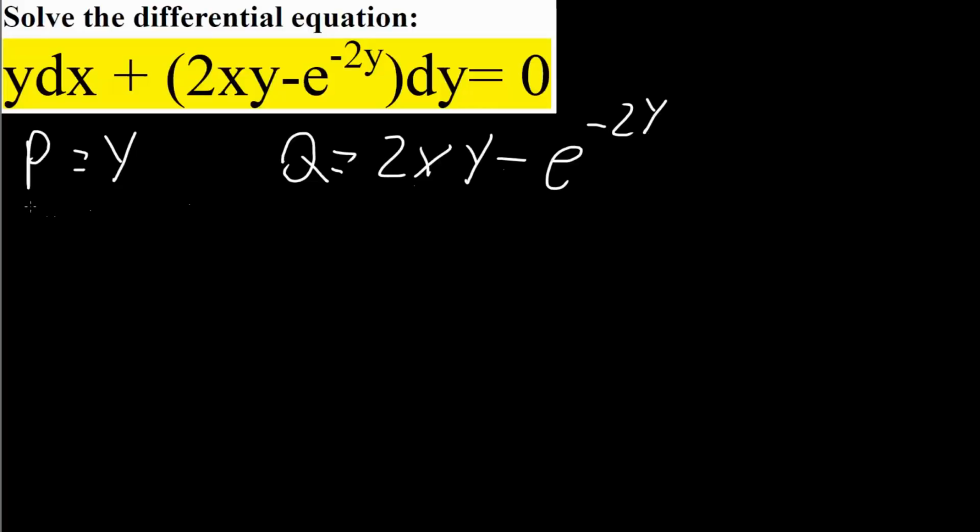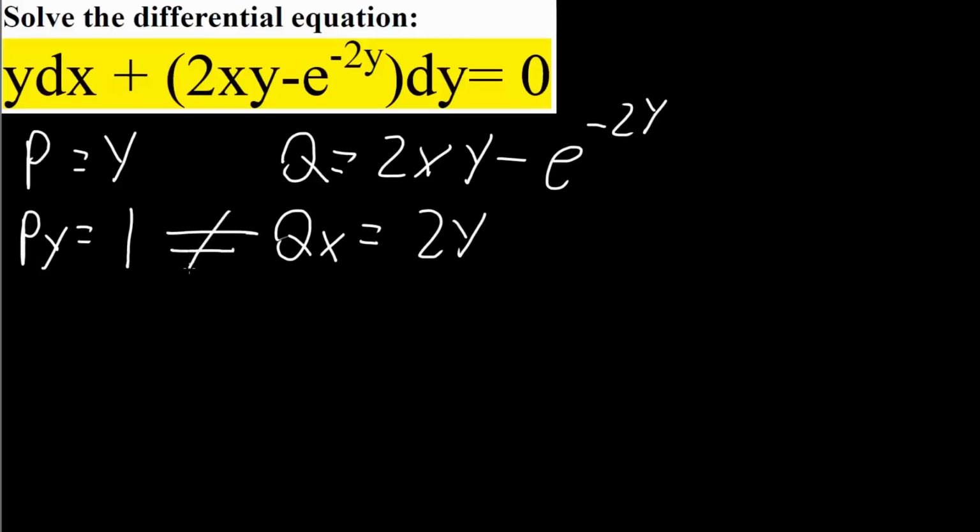The next step we do is we differentiate p in terms of y. So the partial derivative of p in terms of y would simply be 1. Then we do the partial derivative of q in terms of x, so qx, and this would be 2y, and this would be 0. And since they're not equal, we say it's not exact, but we need to make it exact.